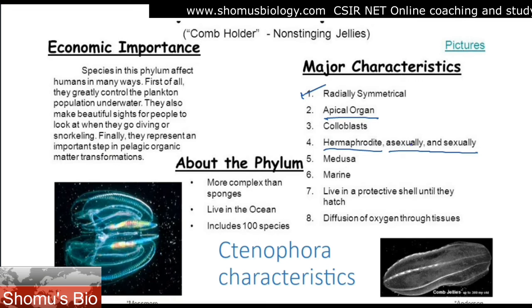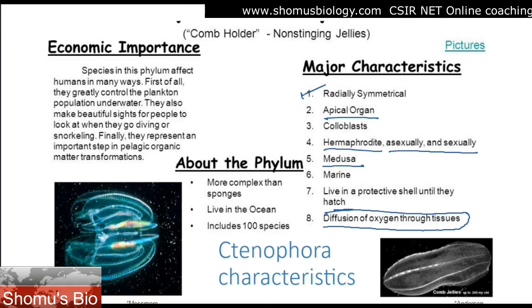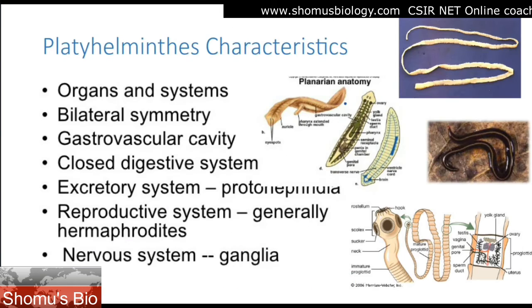Now these organisms share characteristics like they have a medusa and polyp stage for their development. They are mostly marine, and they live in a protective shell until they hatch, and oxygen diffuses through the tissues from outside. So these are the major characteristics. Let's move on to the third type here.